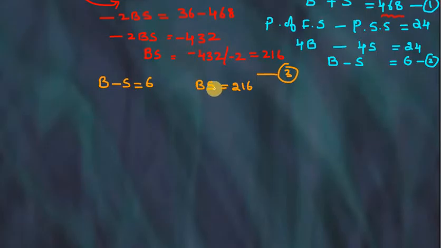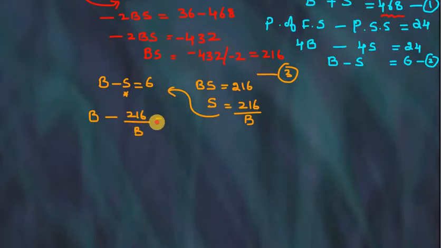From first and third, we can obtain a quadratic equation. How? You will see this. Take anything as a subject. I am taking S as the subject. So S is 216 by B, since B is multiplying, if it moves that side, it divides. I am substituting this in the first equation. So what will I get? B into B minus S. Here I can write the S value: B minus 216 by B is equal to 6.